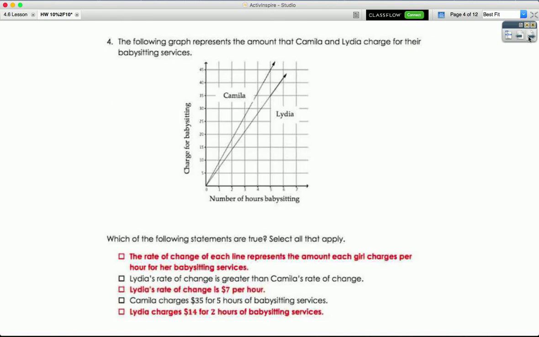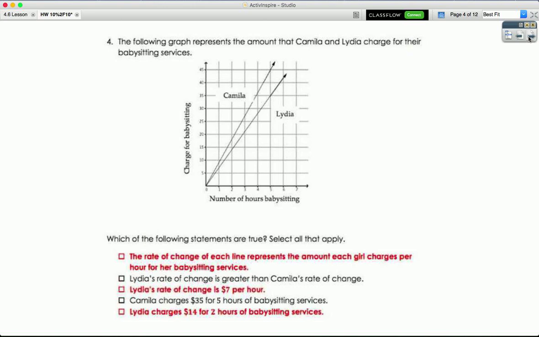Question number 4, the following graph represents the amount that Camilla and Lydia charge for their babysitting services. So we have our graph. We have the linear function that represents Camilla and the linear function that represents Lydia. I know they're linear functions because they are literally lines on the graph. The y-axis is labeled with charge for babysitting. The x-axis is labeled with number of hours babysitting. It says which of the following statements are true, select all that apply.